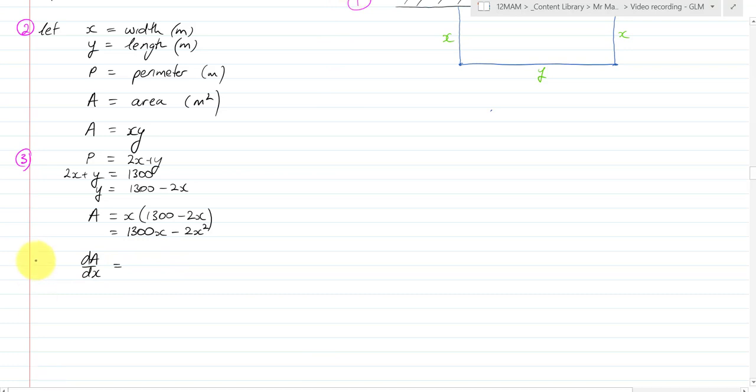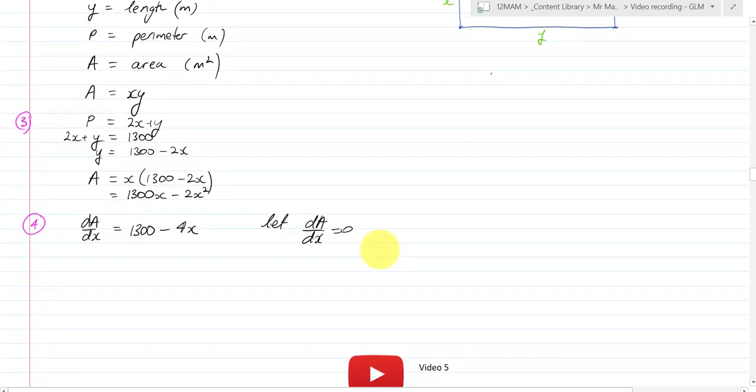So this of course is now step 4. Once I've got the area, the thing I'm trying to optimize, as a function of just one other variable, I can go on and find dA/dx by deriving, and this will be equal to 1,300 minus 4x. I'm going to let dA/dx equal 0 because that's how I find a minimum or maximum, and so I get 1,300 minus 4x equals 0, which leads to x equal to 1,300 over 4, which is equal to 325.